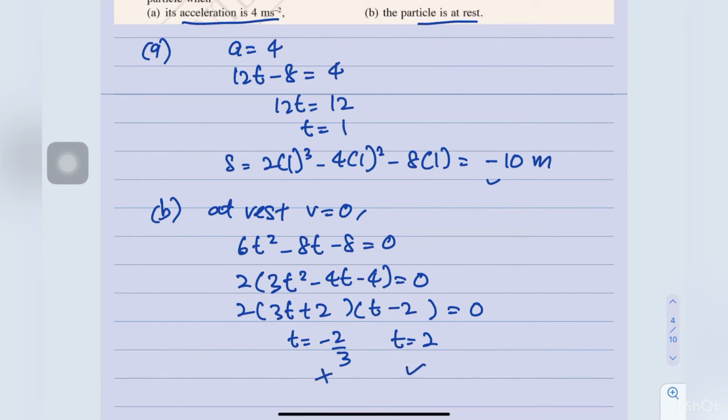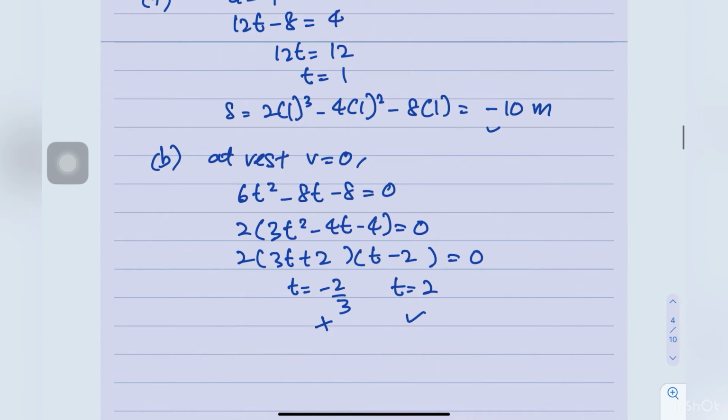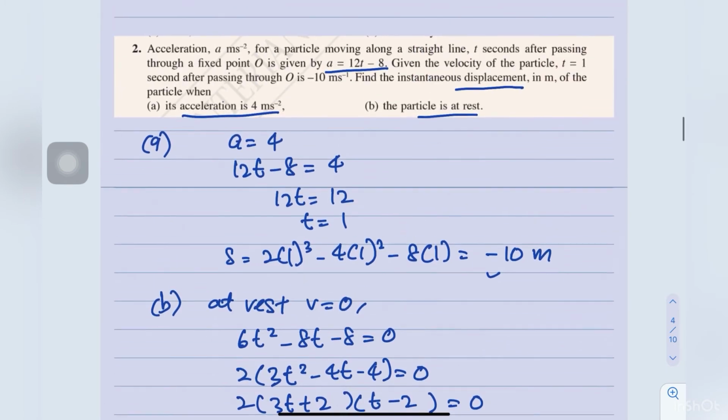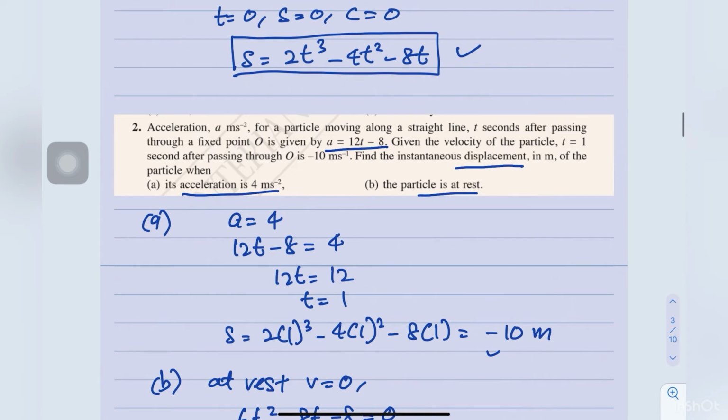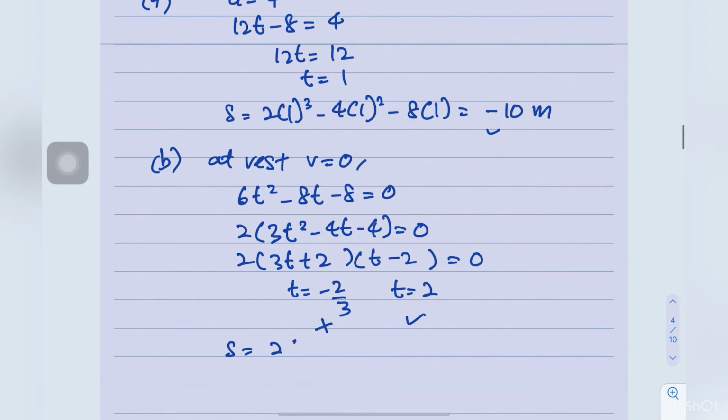So to find displacement, we substitute t equals 2 into displacement. S is 2t cubed minus 4t squared minus 8t. So S is 2 times 2 cubed minus 4 times 2 squared minus 8 times 2, which equals negative 16 meters. Meaning that when the particle is at rest, the particle is 16 meters to the left of point O.